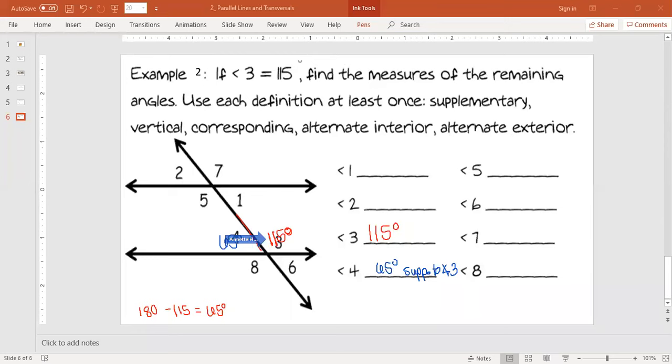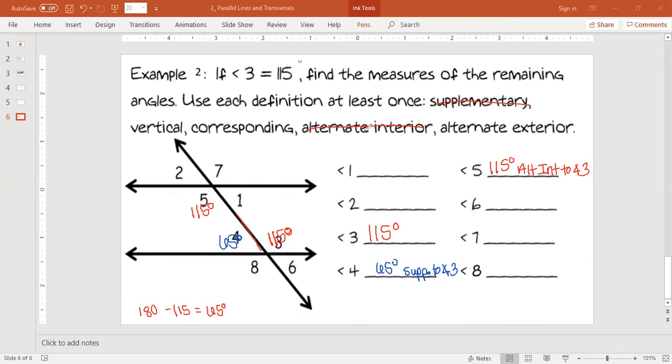Well, they're both on the inside and they're on opposite sides of the transversal. So angle 5 is alternate interior to angle 3. If they're alternate interior, we know they are equal. So if angle 3 is 115, that means angle 5 is also 115. And we can say that is because it is alternate interior to angle 3. So I've used supplementary, I've used alternate interior.